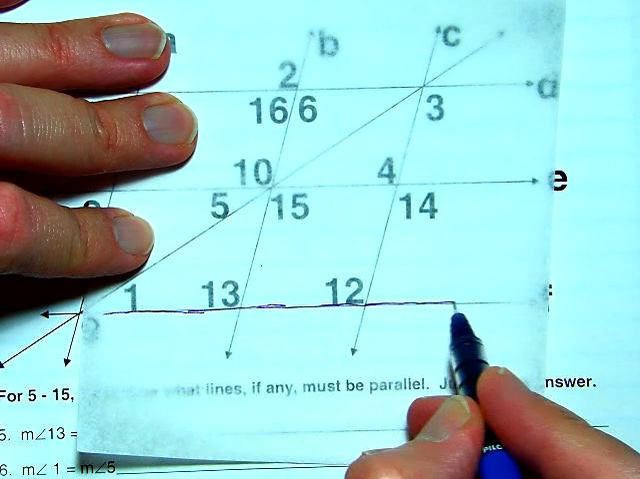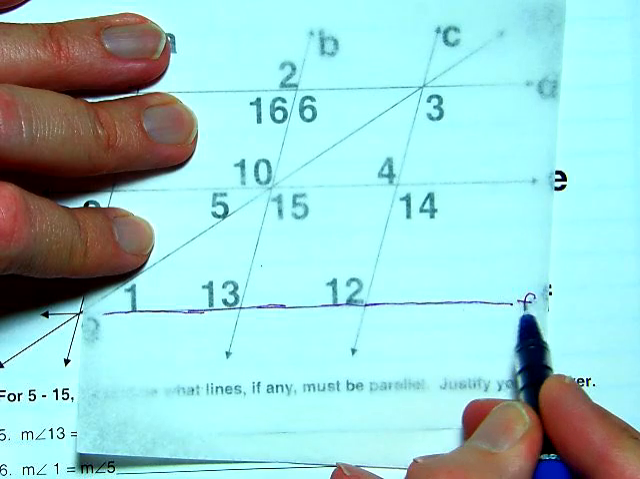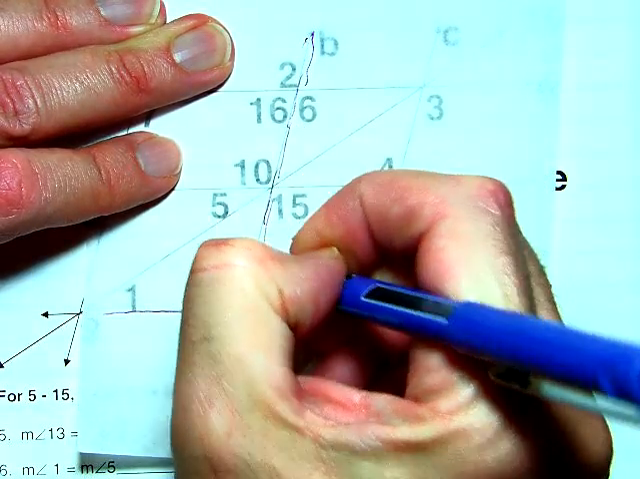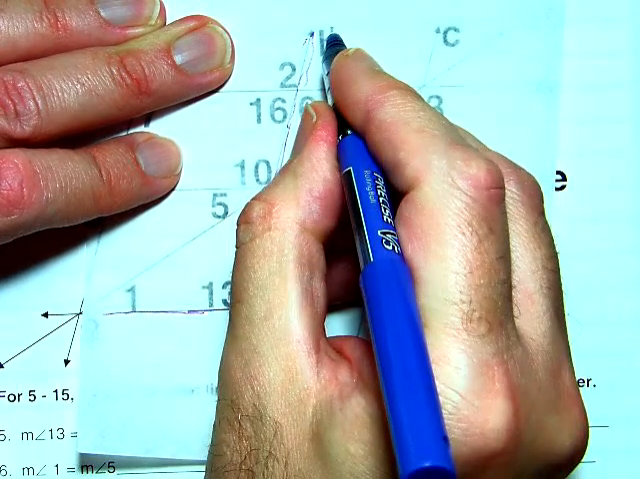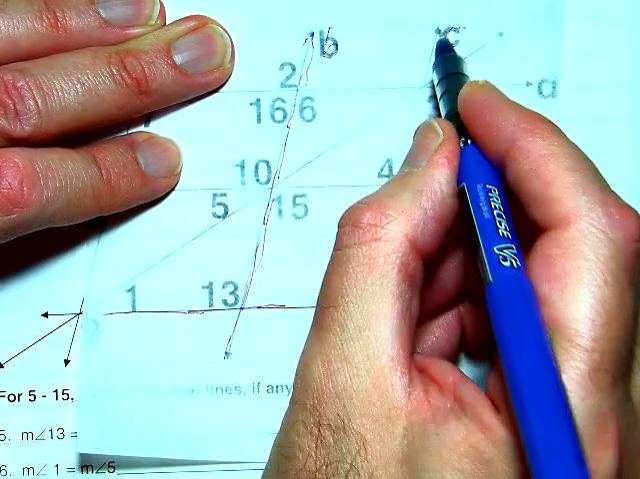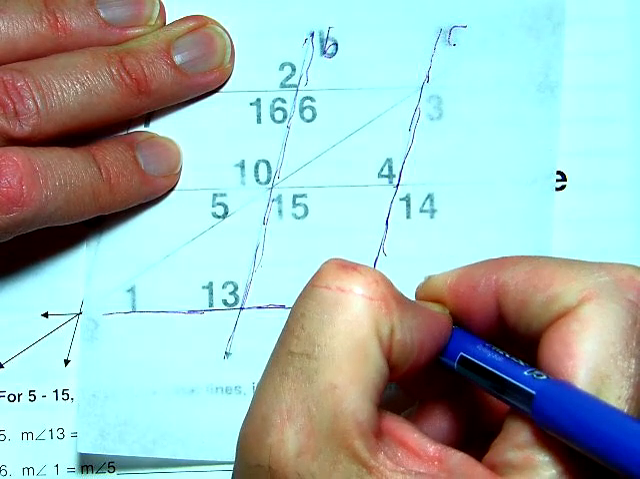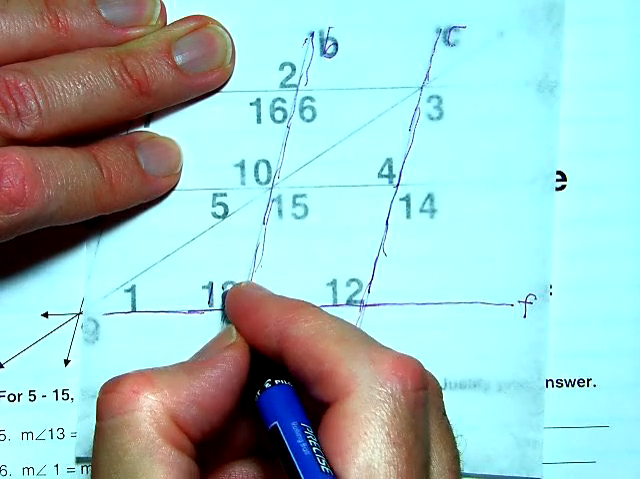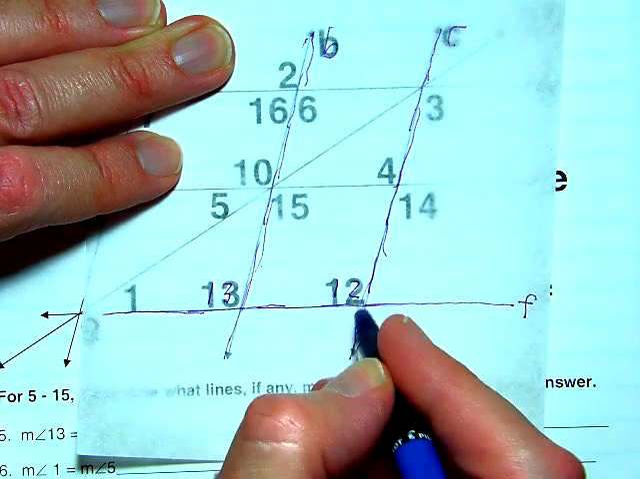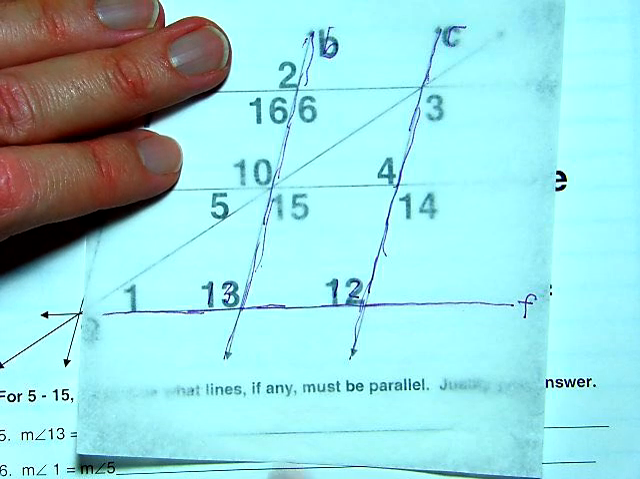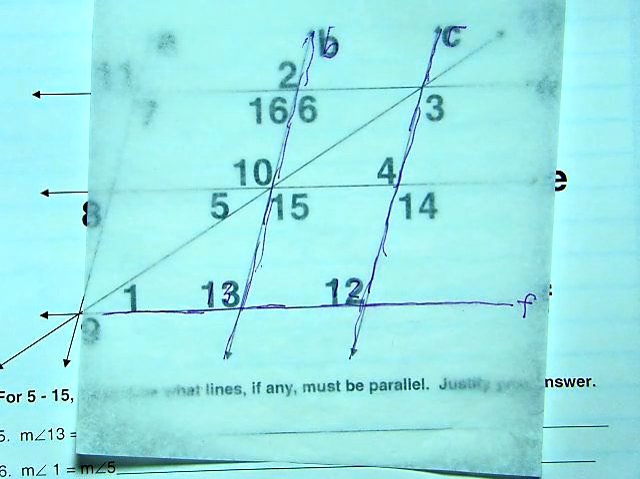So this is line F, okay, and this is line B, and this is line C. These are the only lines we care about in this problem. None of the other lines come into play. So let's see what happens when we just look at those particular lines, and let's see if that doesn't make the problem a little bit easier.